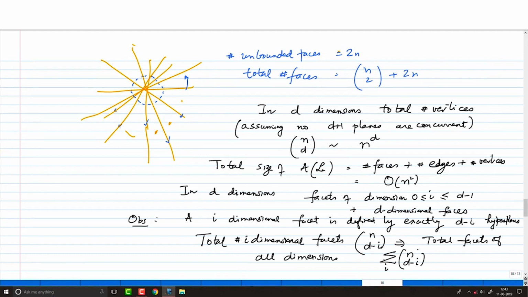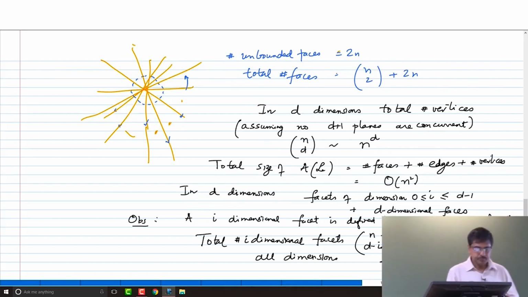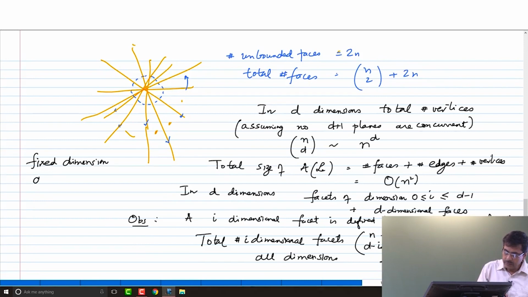not very high dimensions. We call it fixed. We use this term called fixed dimensions. In geometric algorithms, we often use this notion of fixed dimension. Fixed dimension essentially means that d is not scaling.